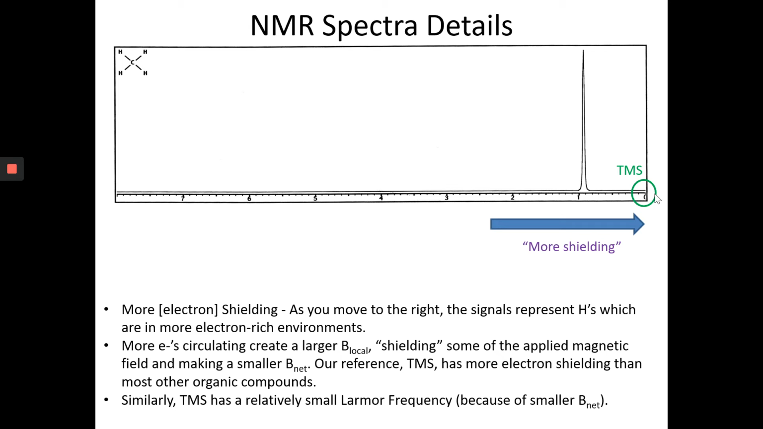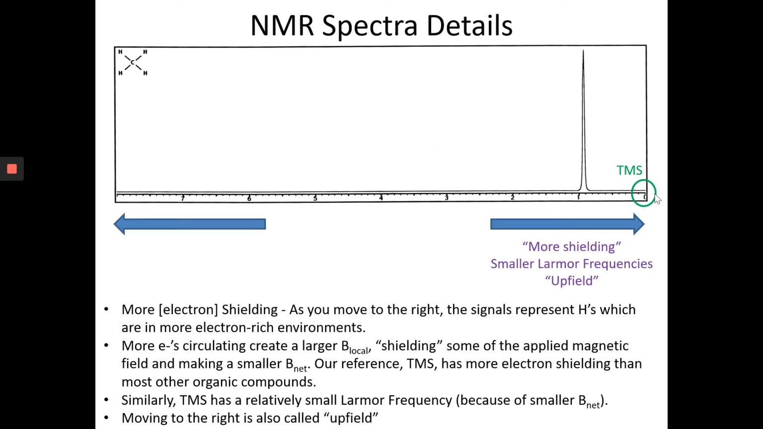So as we said, TMS has a relatively small Larmor frequency because it has a big B local, small B net. So the same thing as you go to the right, that's more shielding. Those are also where you find things that have smaller Larmor frequencies, of course. Those are 2 different ways to say the same thing. And we also call that direction upfield, for historical reasons which we're not going to talk about here. So upfield is to the right, towards TMS. Those are compounds with more shielding, more electron-rich environments, smaller Larmor frequencies because they have smaller B net.